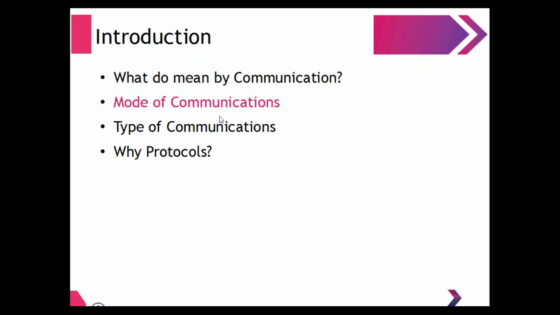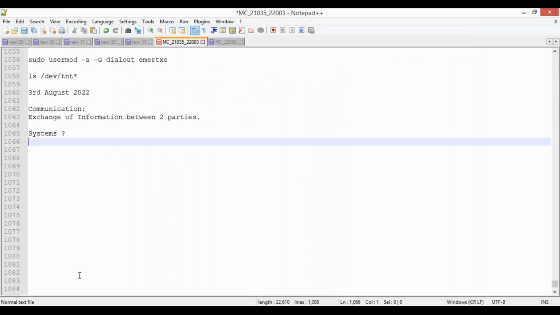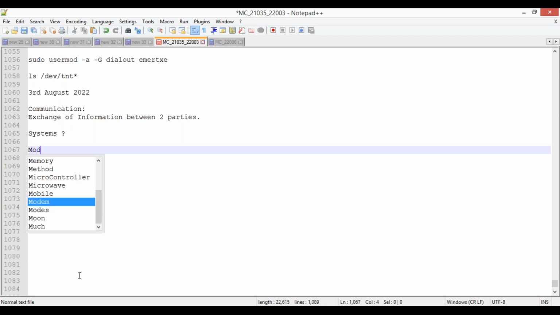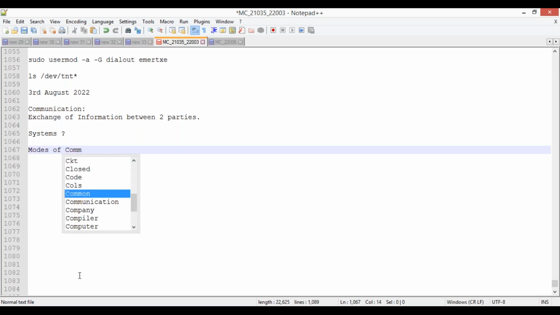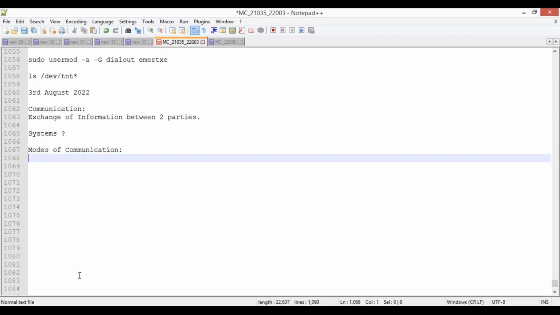Okay, now the next question is about different modes of communication. People, you already know the answer to this question. What are the different modes of communication? So guys, I'm just revising it. I'm just creating your base for learning protocols further. So pay attention, everybody. Can you tell me what are the different modes of communication, people?